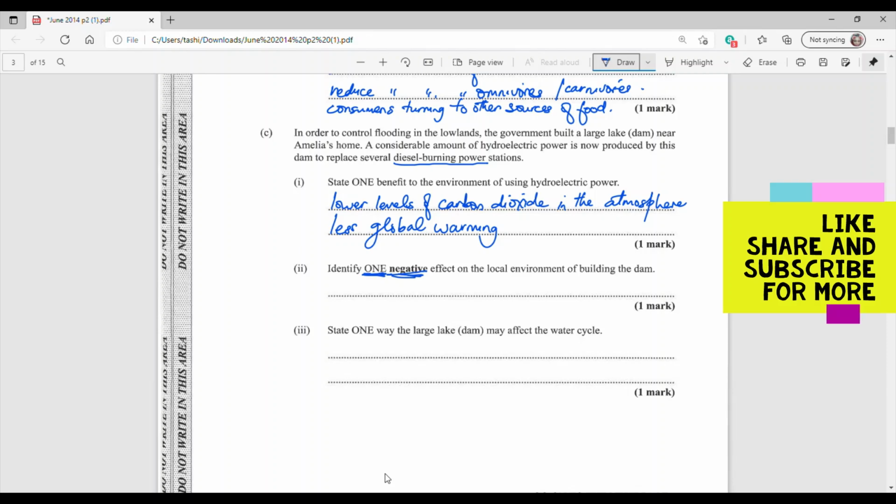So if they're going to be building the dam, how will that affect the local environment? How will that affect the area where Amelia is living? First of all, to build the dam, they will need to clear the forest. So one way would have been deforestation. That would have been one negative effect. Another negative effect would have been disruption of the ecosystem.